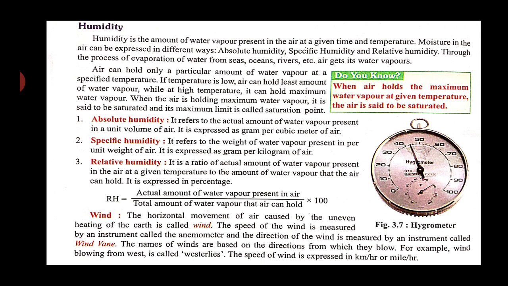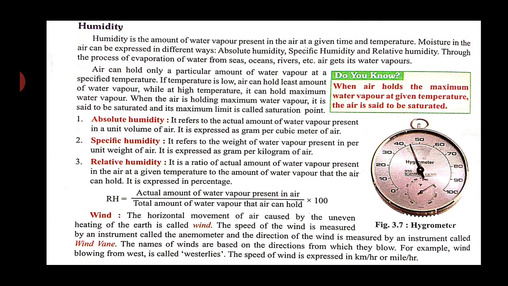Second is specific humidity. It refers to the weight of water vapor present in per unit weight of air. Now first see the difference. In absolute humidity, the actual amount of water vapor is measured. In specific humidity, the weight of water vapor is measured. Now these two are different terms and these two have different levels of measurement. The first is the amount. We check the amount of water vapor. In the second method we check the weight of water vapor.